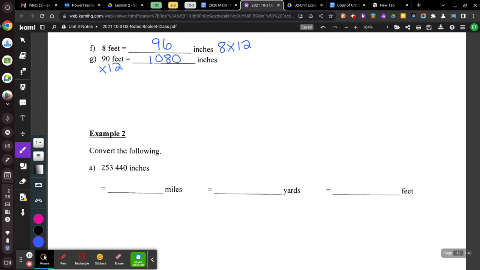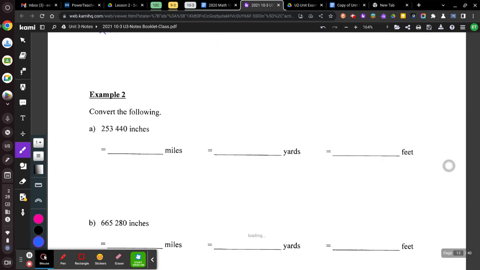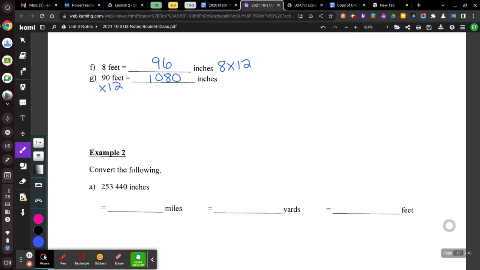Now we're going to go backwards. Now we're going to start with the smaller units and work down. If we're going to work down, we're going to be dividing. Okay, so on these next ones, you're going to write your first ones. Did everybody get those 2 down?